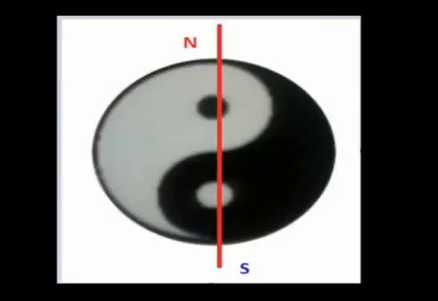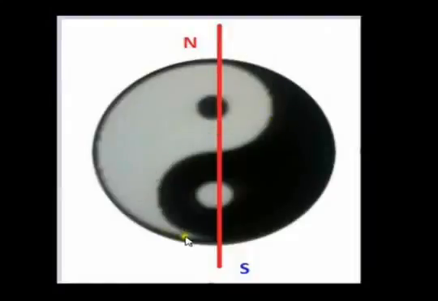If we take this yin and yang, this is positive and negative. If we turn it on its side, you see there, we get a north pole and a south pole. If we flip it upside down, it would still be the same thing, just in reverse.